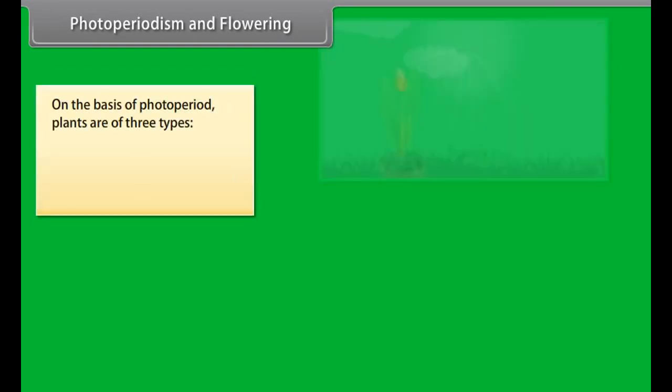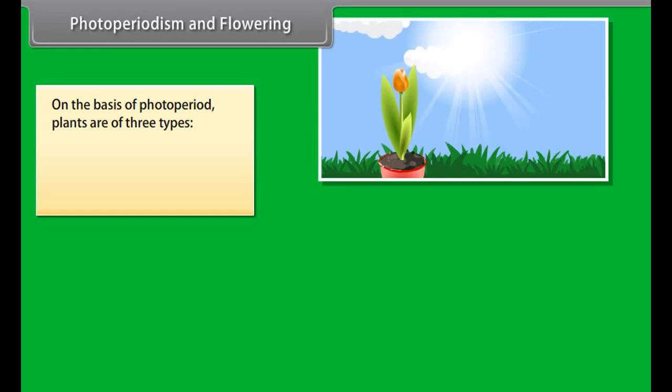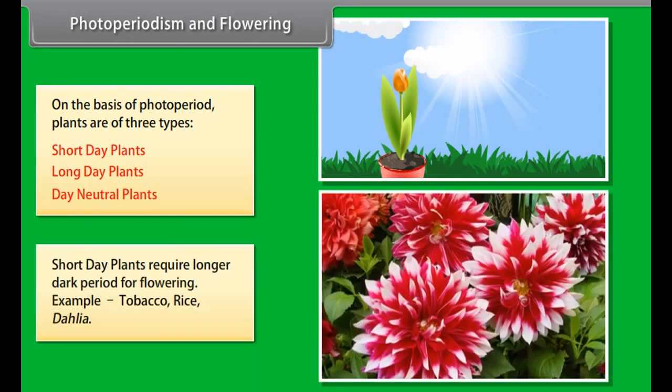On the basis of photoperiod, plants are of three types: short-day plants, long-day plants, day-neutral plants. Short-day plants require longer dark period for flowering. Example, tobacco, rice, dahlia.